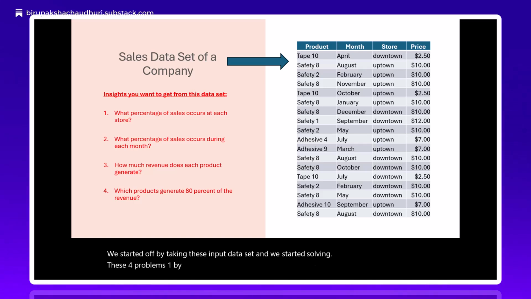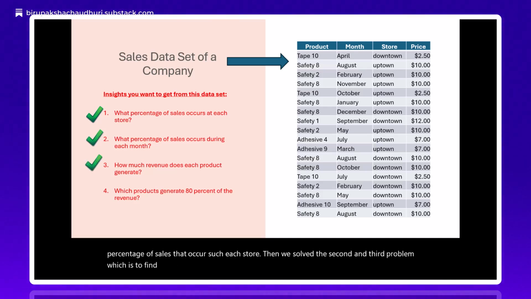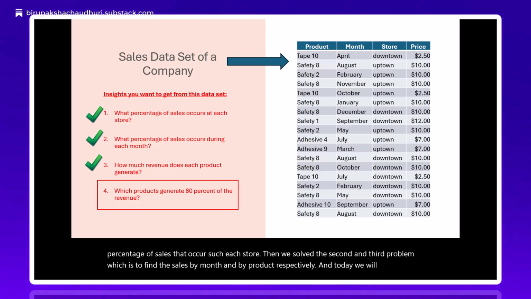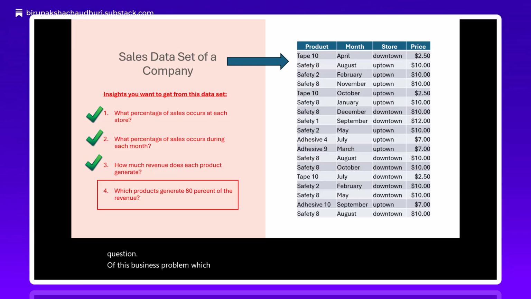We have already solved the first problem, which is to find the percentage of sales that occurs at each store. Then we solved the second and the third problem, which is to find the sales by month and by product respectively. And today we will solve our last question of this business problem, which is what are the products that are responsible for generating 80% of revenue for the company.